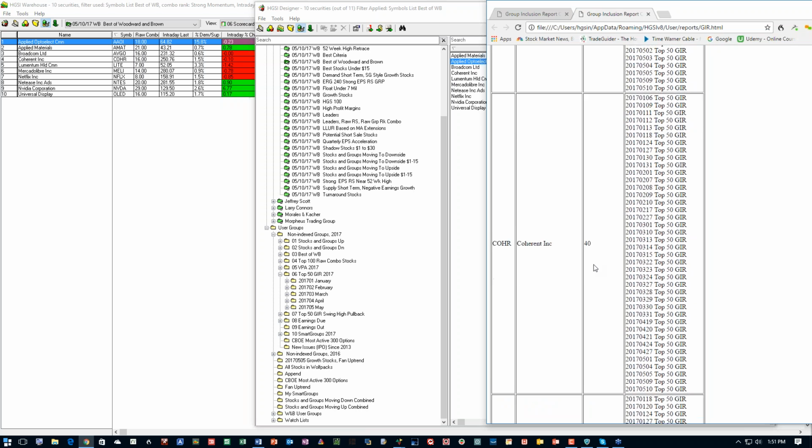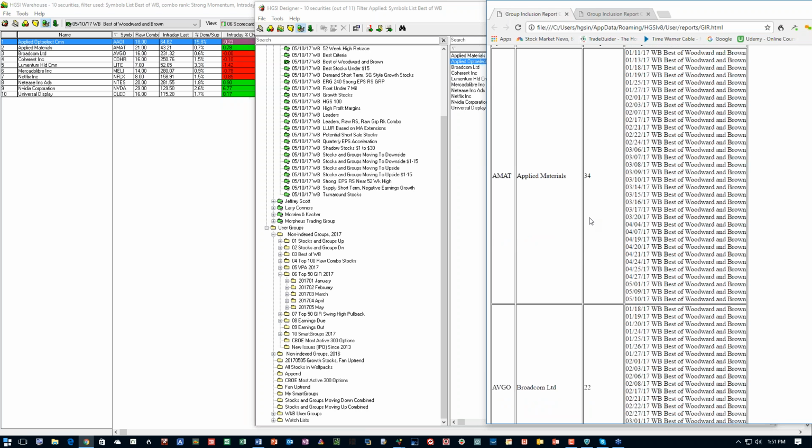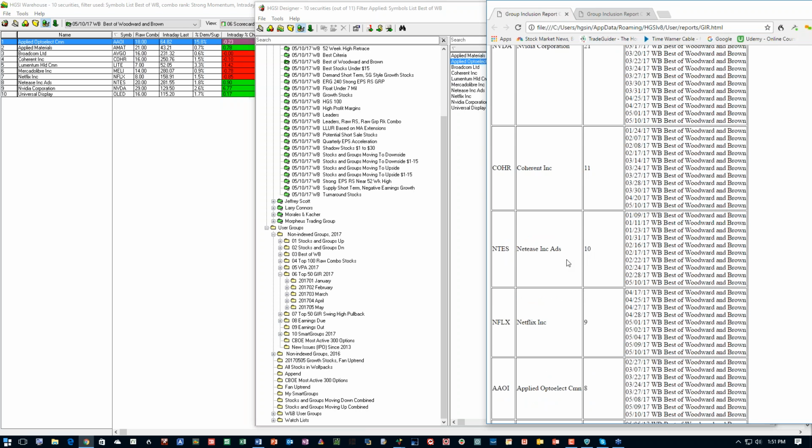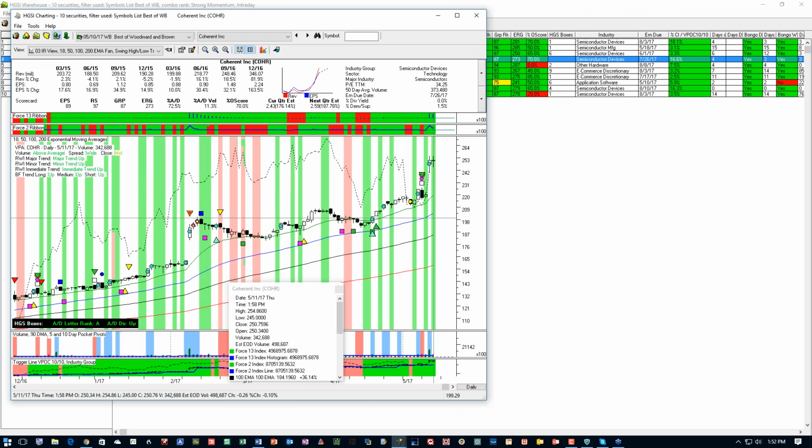which is tremendous. Now let's look at COHR. It appeared 40 times going back to the first of the year. What did it do over here? It only appeared 11 times. So you can see by broadening out to the top 50, we are getting many more instances of this appearing. Let's take a look at COHR going back to the 6th of January.